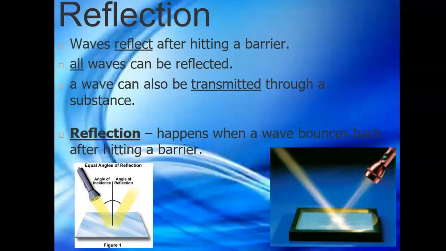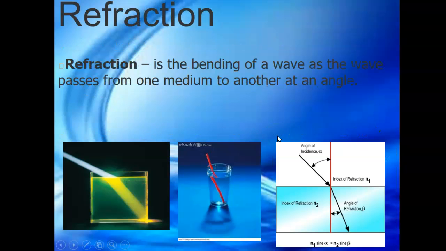All waves can actually be reflected, and waves can also be transmitted through a substance. So the basic definition for reflection is this: it happens when a wave bounces back after hitting a barrier. And so the first interaction of waves is reflection. Here's a nice picture. The angle of light hits the mirror. It then bounces off the barrier, which is the mirror, and reflects. So reflection is our first type.